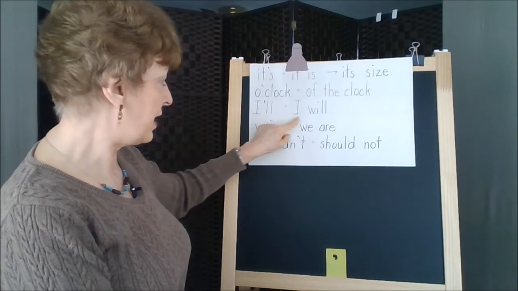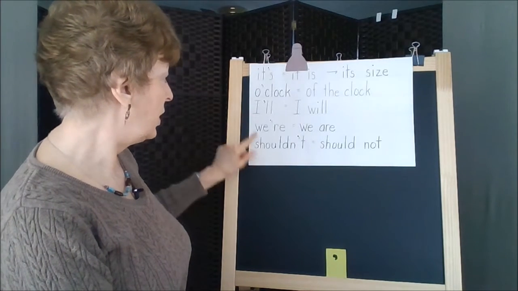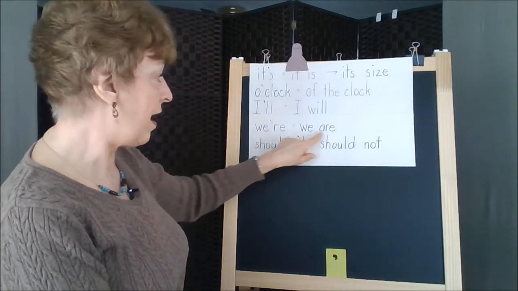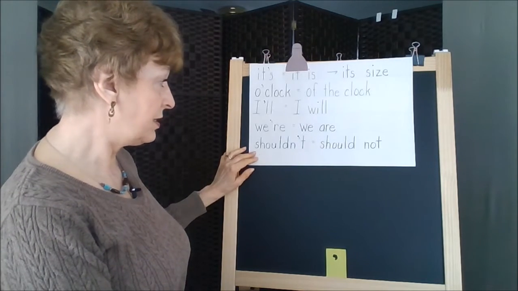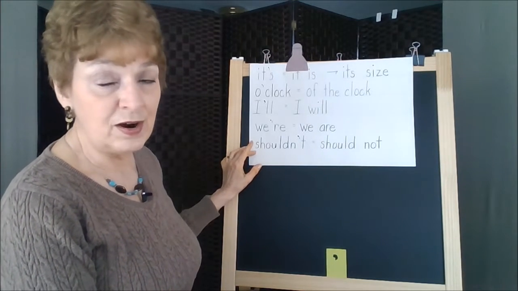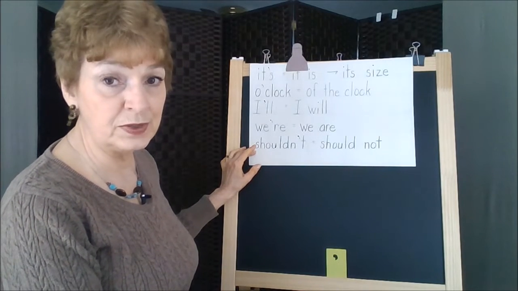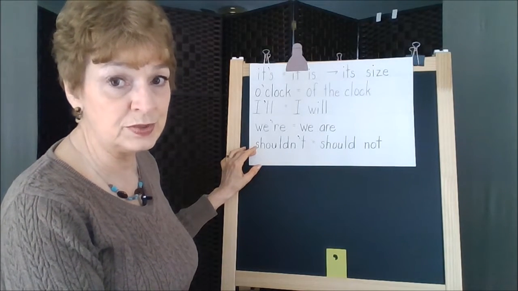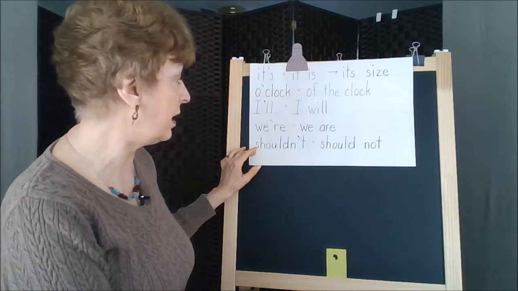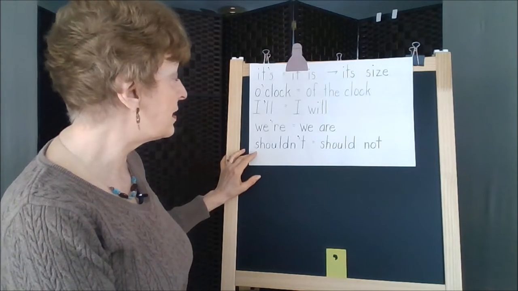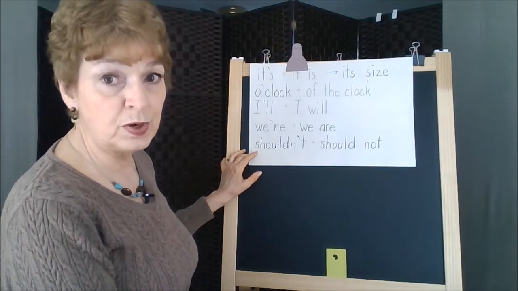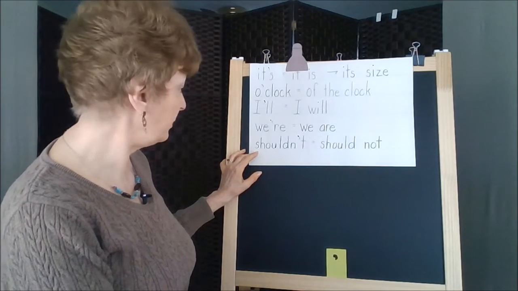I'll translates to I will. We're, we are. Shouldn't, should not. There are many, many more contractions that you use in your writing and in your speaking. In all cases, the apostrophe shows where letters have been omitted.